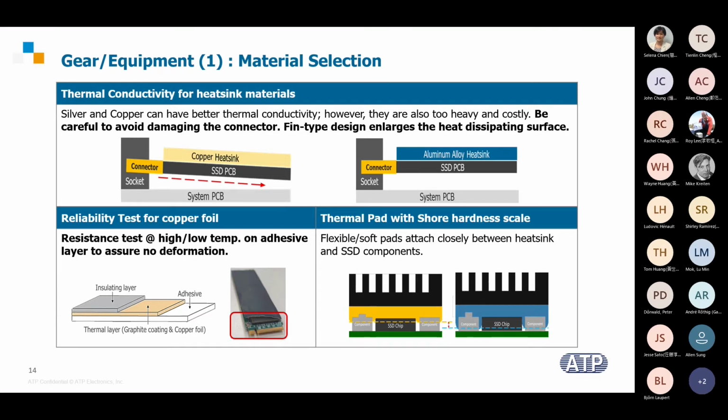And the third one is the shore hardness scale. Soft pads attach closely between the heatsink and SSD component. Yet, if it's too soft, the percentage of silicon is high, and the heat dissipation substance is low, which could lead to the poor thermal conductivity.